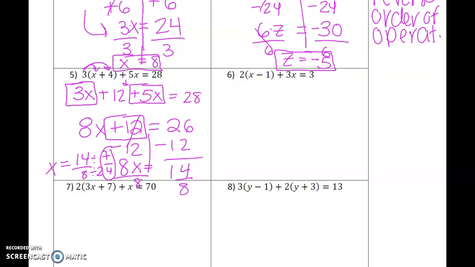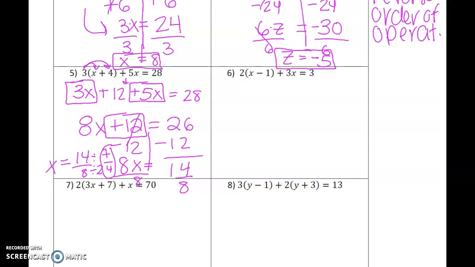Alright, so now I'm going to do number 6. Same first steps, I'm going to distribute first. Get rid of my parentheses. So 2 times x, that'll be 2x. 2 times negative 1, that'll be negative 2. I still have my plus 3x from up here equals 3. Now I'm going to combine my like terms. So I have a 2x here, and I have a positive 3x here.